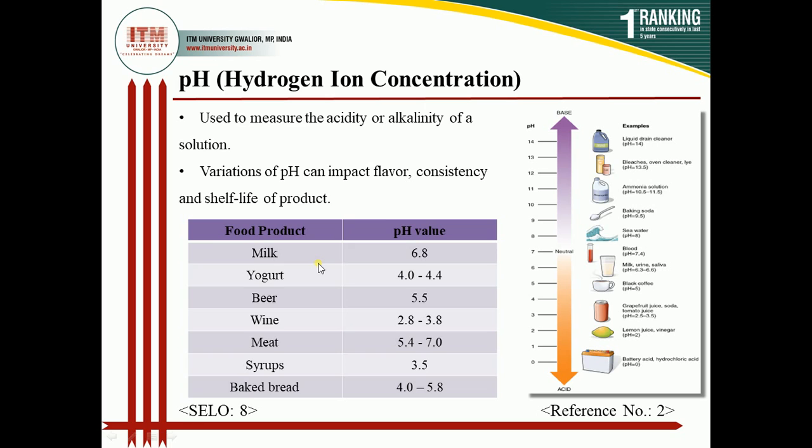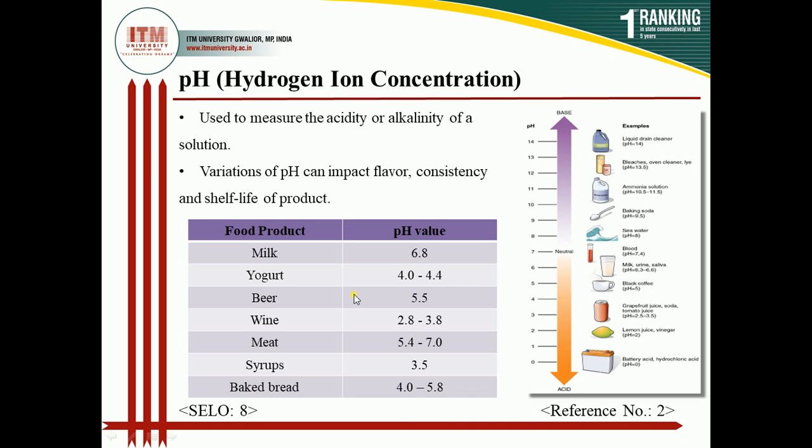As we all know, the more acidic the pH, the more shelf life. So the low pH value of food will enhance the shelf life of the product. That's the reason sour butter can be preserved for more time compared to sweet butter. The chances of growth of bacteria are high in sweet butter. The pH of yogurt is around 4.0 to 4.4.